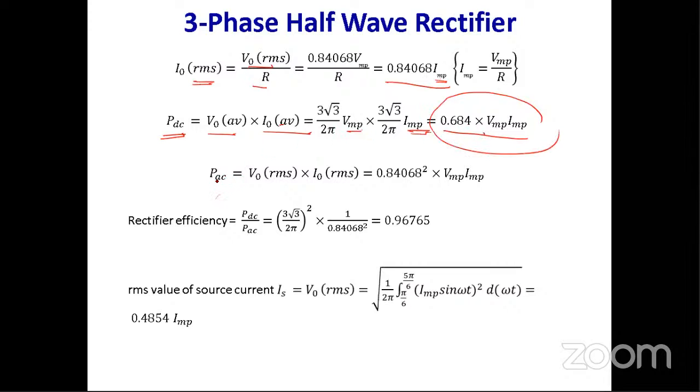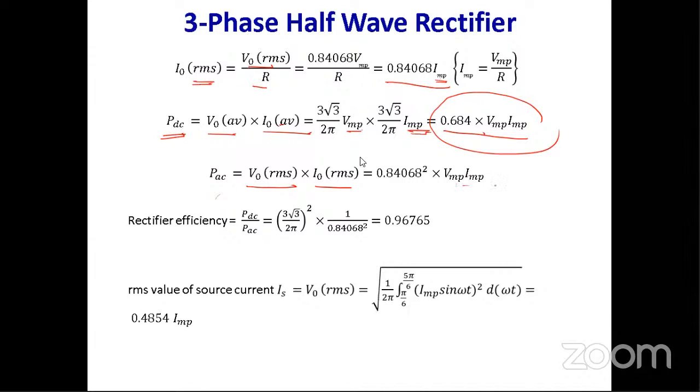Similarly, the AC output power is basically equal to the RMS value of the output voltage times the RMS value of the output current, which is equal to 0.84068 squared times VMP, meaning phase voltage, into the phase current.